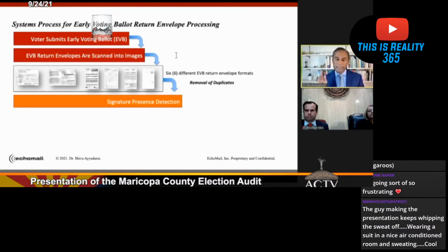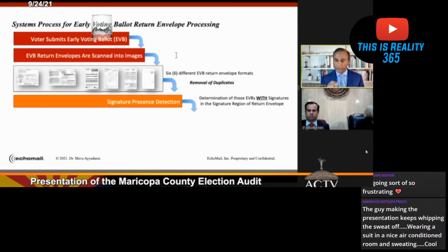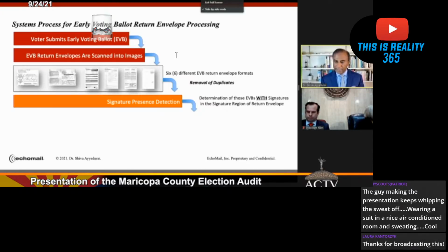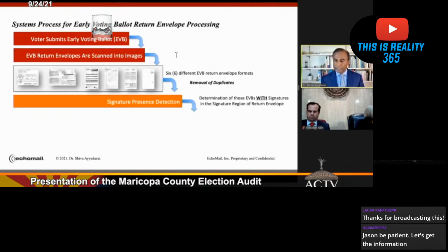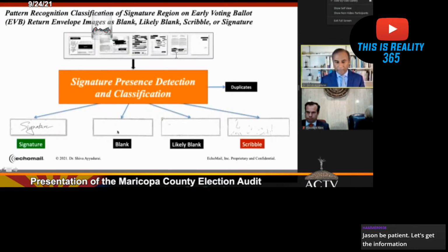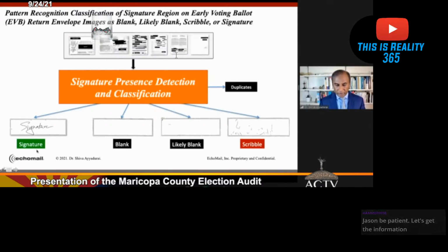So the process that we were really commissioned for was to do a very basic analysis to see, is there a signature there or not? Signature presence detection. So in that process, again, the goal is, is there a signature there, in the signature region? Interesting enough, some people don't follow instructions, they write all over, but it wasn't our job to go scan everywhere. Our job was to look in that signature region. So again, specifically, we looked in that signature region.